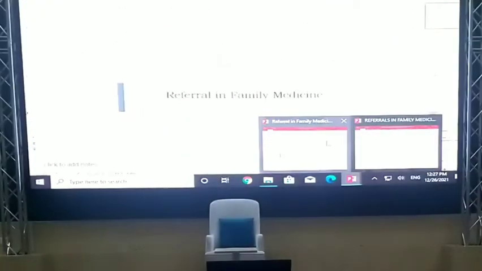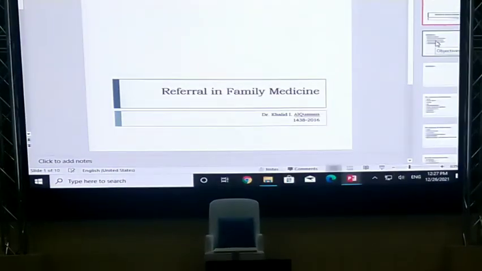You should be very clear about why you are referring, where you are referring, how you are referring, and what components you should include in your referrals. Every patient should not be referred, and every patient should not be dealt by you. You should know your boundaries. You should know your clear-cut ideas of what to do, what not to do.